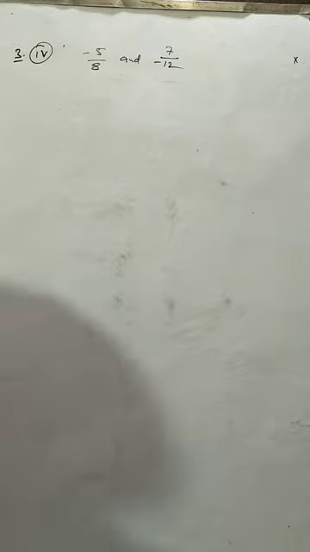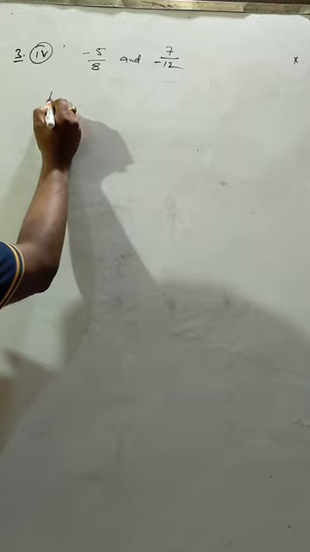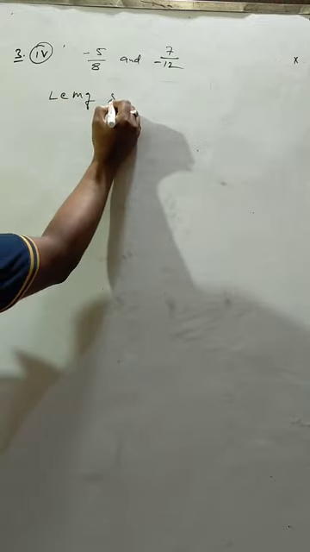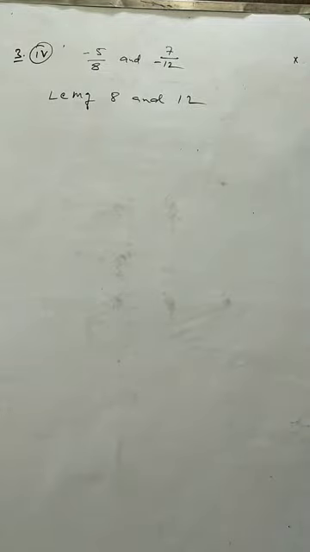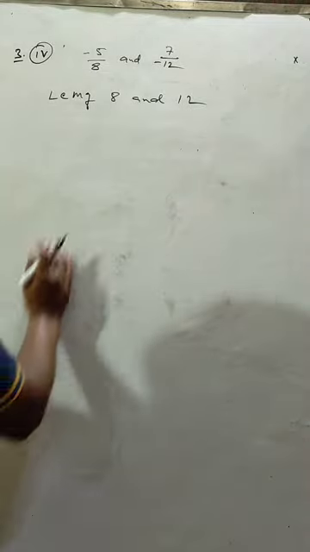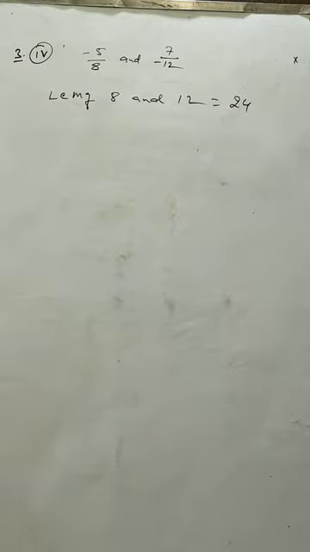So we cannot compare unlike fractions. To compare unlike fractions, we have to make them like fractions. And how will we make them like fractions? First of all, we have to find the LCM of 8 and 12. The LCM of 8 and 12 is 24.